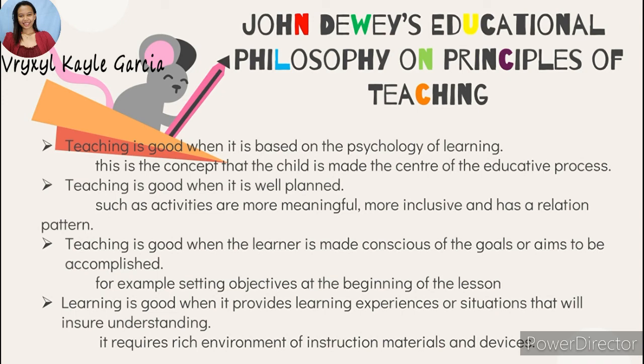Teaching is good when the learner is made conscious of the goals or aims to be accomplished. For example, setting objectives at the beginning of the lesson. This gives the child an idea of what she is going to do or how to behave after or during the lesson.